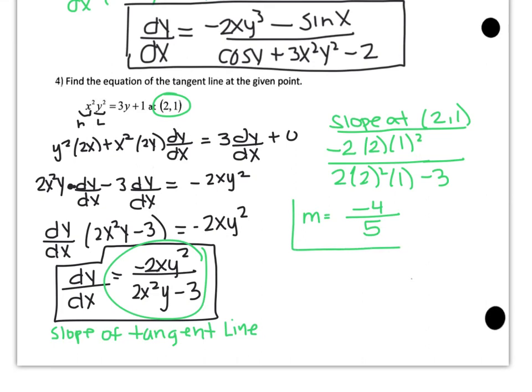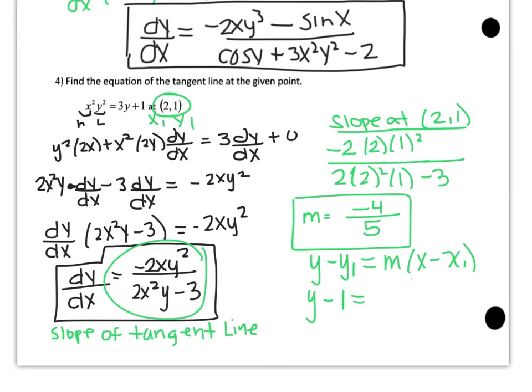That is our slope. So remember, the equation of a line is y minus y1 equals m(x minus x1). So remember the point, that's always (x1, y1). So it's going to be y minus 1 equals negative 4/5 (x minus 2). This is my equation of tangent line.